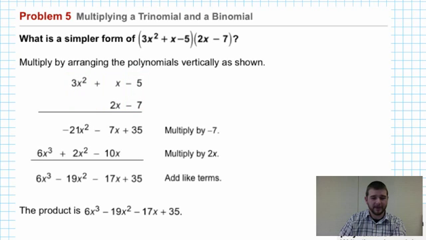And then multiply. First by negative 7 in the very traditional way of multiplication, and then multiply by 2x, all the while keeping like terms aligned vertically. Add like terms vertically. Combine like terms and simplify if necessary. In this problem, it looks as though it's not necessary. And find that the product is 6x cubed minus 19x squared minus 17x plus 35.